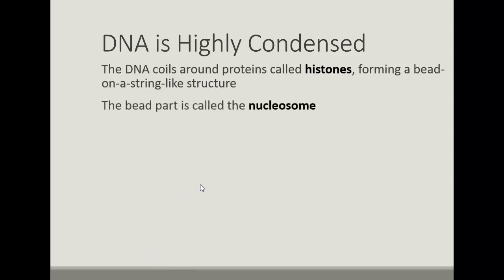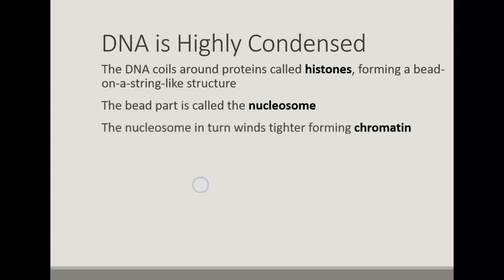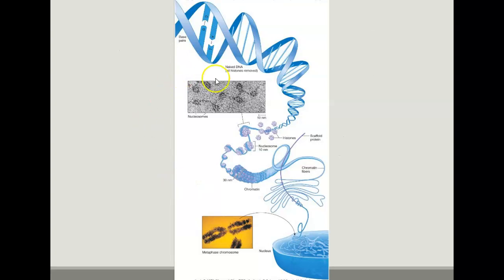So this is what that process actually looks like. In order to condense, DNA coils around these proteins called histones, and it forms kind of like a bead on a string structure. The bead part is called the nucleosome, and then the nucleosomes in turn will wind up tighter and tighter and tighter, forming what's called chromatin. And then that chromatin can be condensed into what we see as chromosomes.